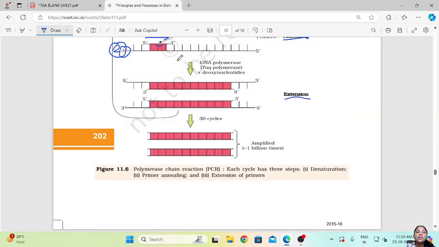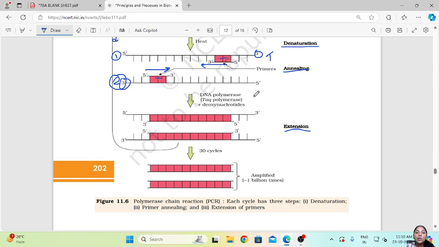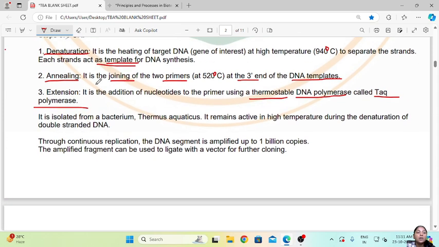As we can see here, to these strands the DNA polymerase, that is Taq polymerase, is added, and deoxynucleotides are also added, and then the extension will take place. The Taq polymerase, that is DNA polymerase, is isolated from a bacterium called Thermus aquaticus, and it remains active at high temperatures during the denaturation of the double strands.